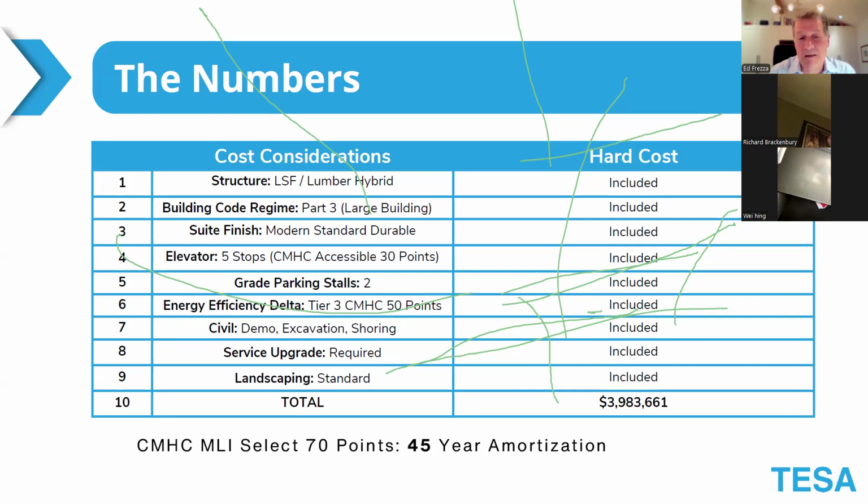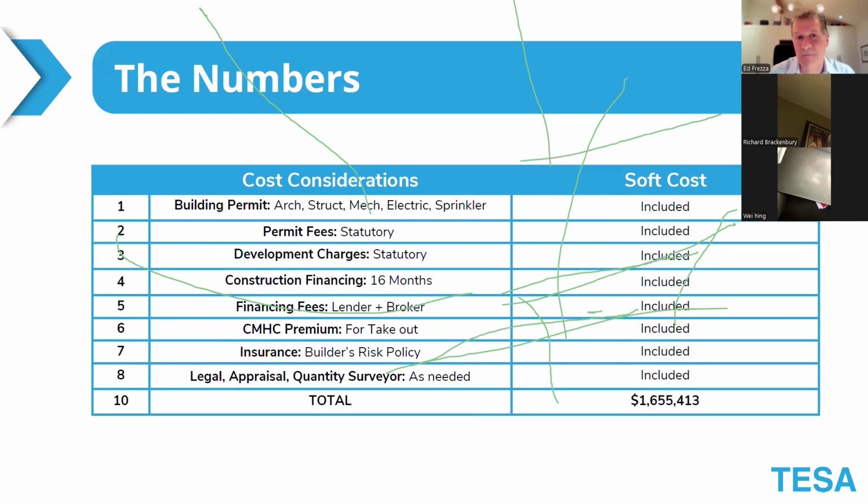We've got civil demo, excavation, and shoring. We've got service upgrades. Again, that 1926 bungalow that was built there years ago had very limited water, sewage, hydro, gas. All these have to be upgraded. And there's, of course, also landscaping. So we've got about a $4 million hard cost component to this building.